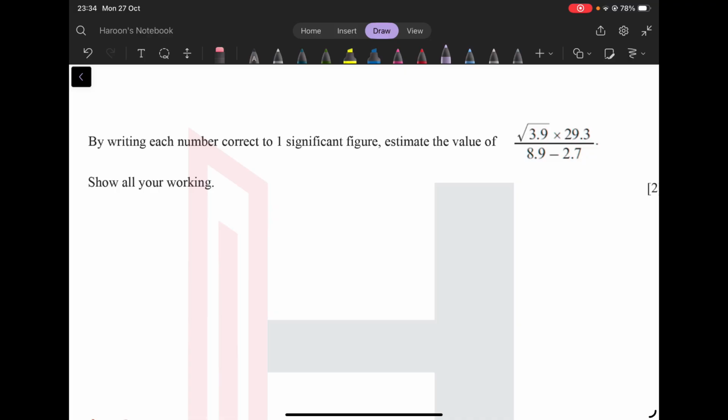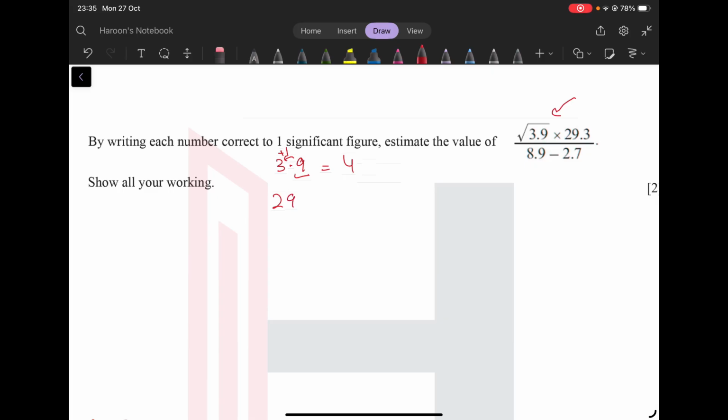By writing each number correct to one significant figure, estimate the value of this. So we need to convert all these to one significant figure. The first one is 3.9. For all of them, I'll have to look at the second significant figure. This is my second significant figure, which is 5 or greater than 5. So I add 1 to the previous digit. So this 3 would become 4. I cannot write 4.0 because this 0 at the end after the decimal is significant. You actually need to write just 4. If you write 4.0, that would be marked incorrect. You lose 1 mark. This is worth 2 marks, and 1 mark is just for the working.